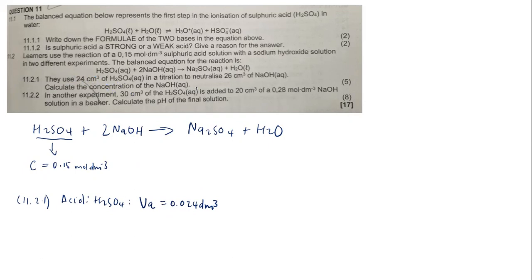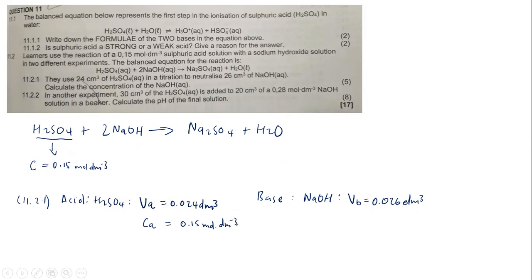So they use 24 cubic centimeters of H2SO4 in a titration to neutralize 26 cubic centimeters of sodium hydroxide. So for our base, which is sodium hydroxide, the volume is also provided. I'm going to say VB, which is the volume of our base. It is provided to be 26 cubic centimeters. We're going to convert it to decimeters. It's going to be 0.026 cubic decimeters. Again, for our acid, from the original equation and original data, we are also provided with the concentration of our acid, which is 0.15 mole per cubic decimeter.